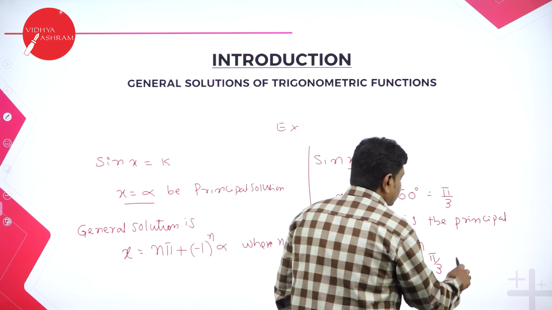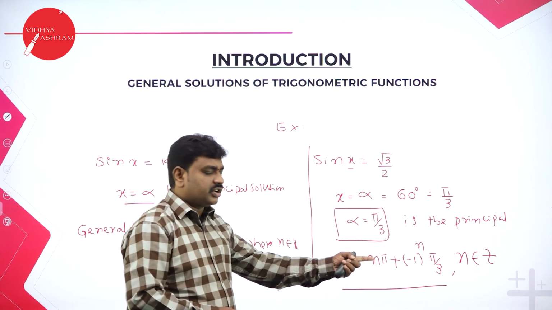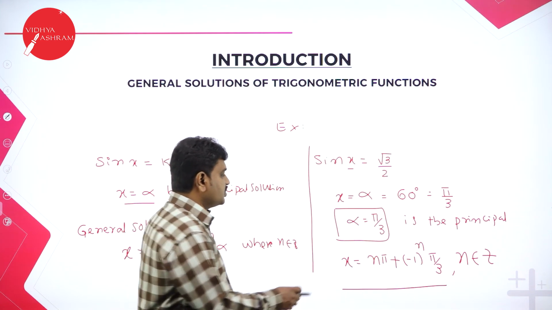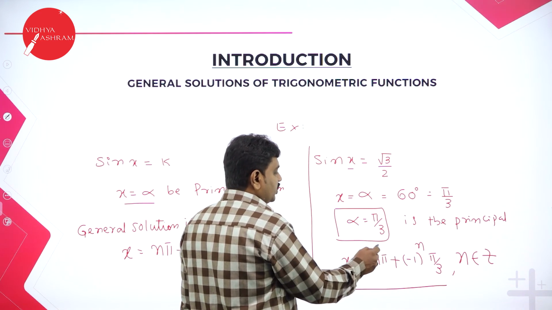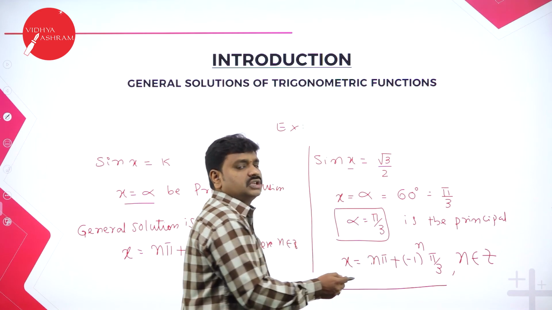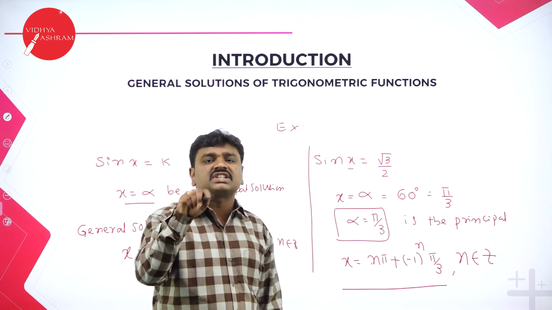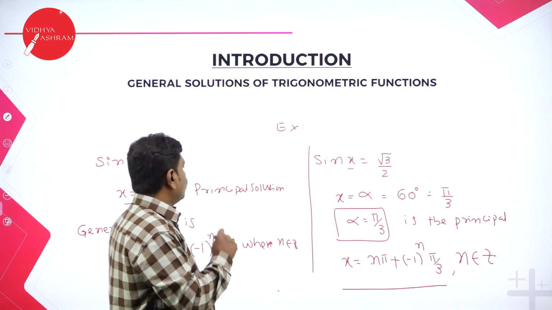N is what? Integer. How many integers we have? We have infinite integers. So in the place of n, you substitute integers, you'll get many solutions. So this is a general solution. N pi plus minus 1 whole power n alpha. N is equal to 1, if you put in this, you'll get one solution. N is equal to 2, you put, you'll get other solution. So the solutions which are within 360 degrees, we call them as principal values. So now I hope all of you understood.